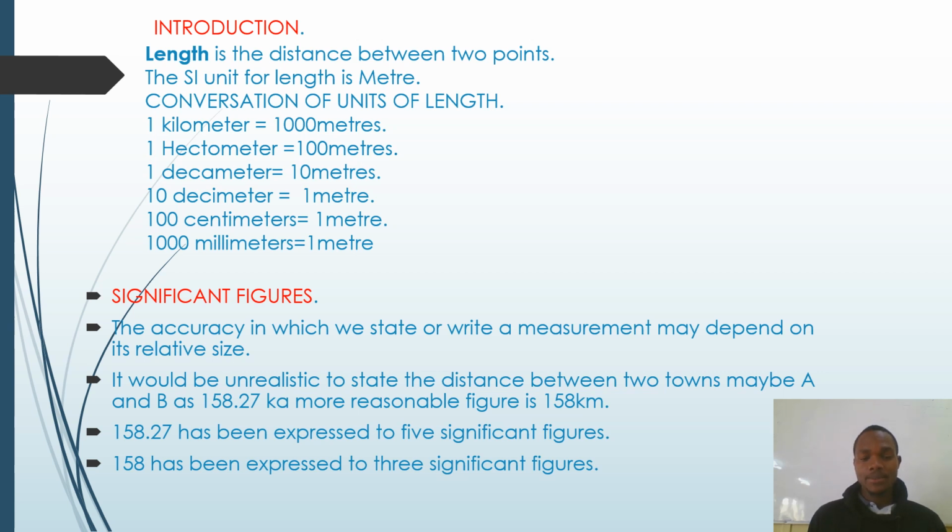1.827 has been expressed to 5 significant figures, but mostly we are encouraged to use 4 significant figures. The last point here is 1.8 has been expressed to 3 significant figures, but I've recently told you that mostly in mathematics we have to express figures in 4 significant figures.